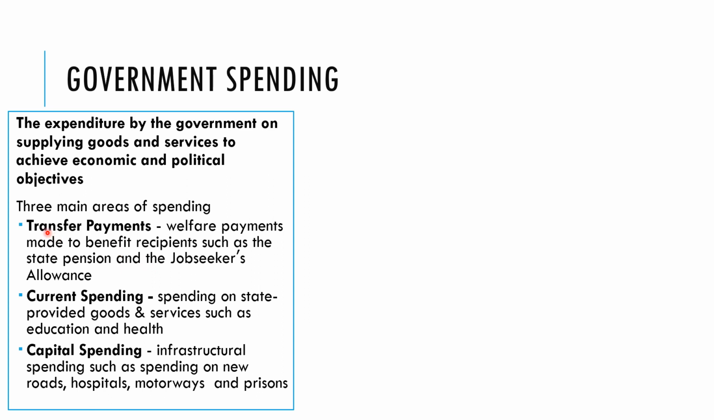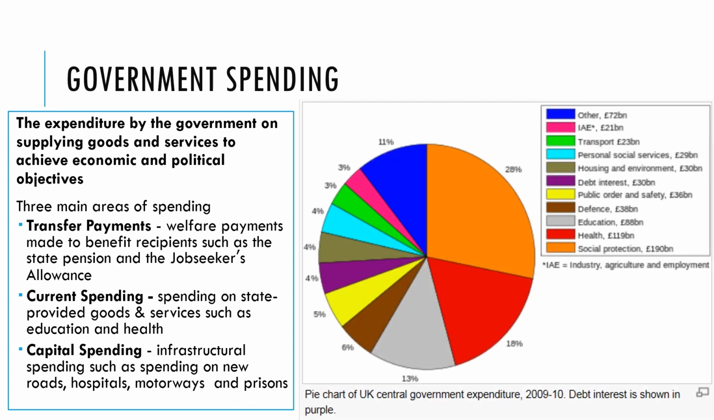So it's money transferred to people who then go and spend it in the economy. The second category of spending is what's known as current spending, and that's spending on goods and services that the government provide, such as education and health, and you may be able to think of some other ones as well. And the last type of spending is on capital spending, improving the infrastructure of the country, such as roads, hospital buildings, motorways, and prisons.